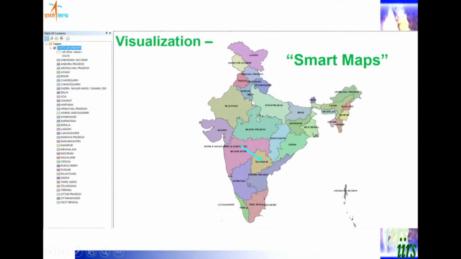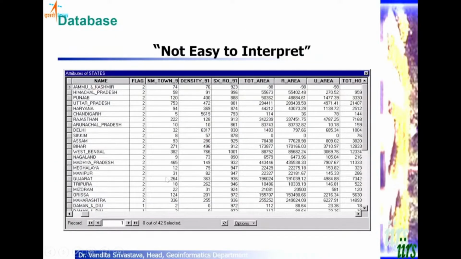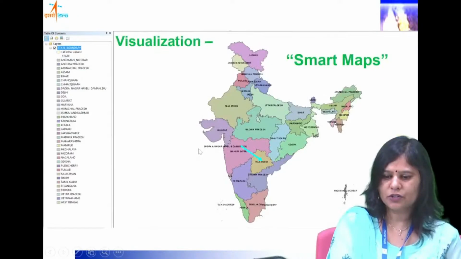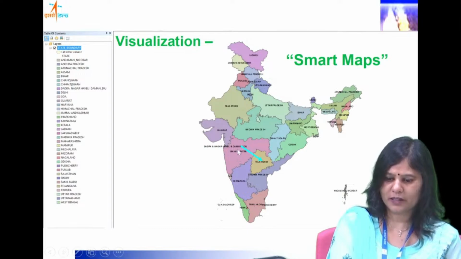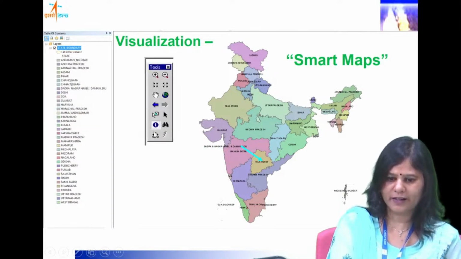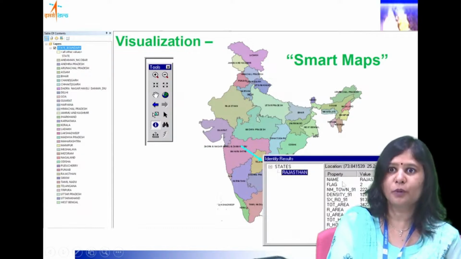But the moment you put this information on a geographic platform, because all of these states have latitude, longitude, and some areal extent, the moment you display it as a map, and that too, this map is a smart map. You can just click here, there is an identify button here, you can click it and you get all the relevant information.